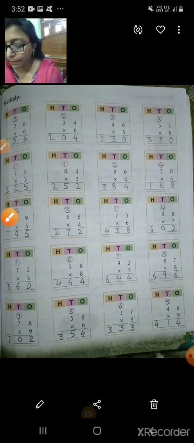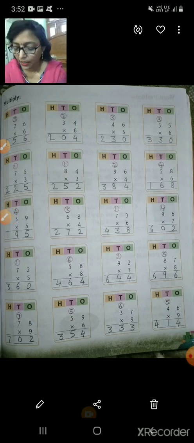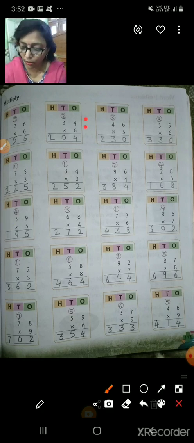Again, in the second example you can see 34 multiplied by 6. Then we will start to multiply 6 fours are 24. So 4 you will write on the ones place and here the carrying number will be 2. We will not write 24 altogether. We will keep 2 as a carrying number.